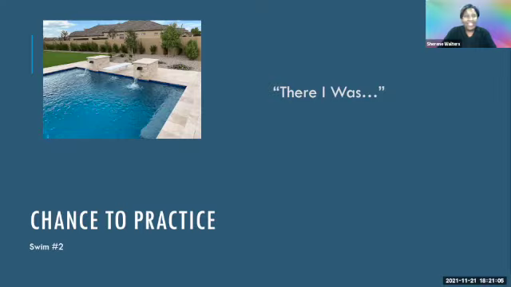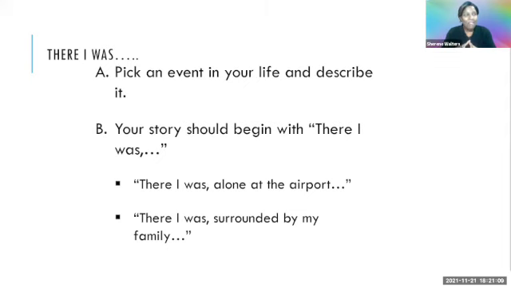All right. So here's the format for it. You're going to pick an event in your life, and you're going to describe it, and your story should begin with "there I was." So you can see some prompts on the screen. There I was alone at the airport, or there I was surrounded by my family. So I'll give you a quick one, and this is really short because of time. And when you do yours, you have about a minute or two to tell me your "there I was." And you're going to try to incorporate the characters, the plot, setting, and an outcome or what happened, right?